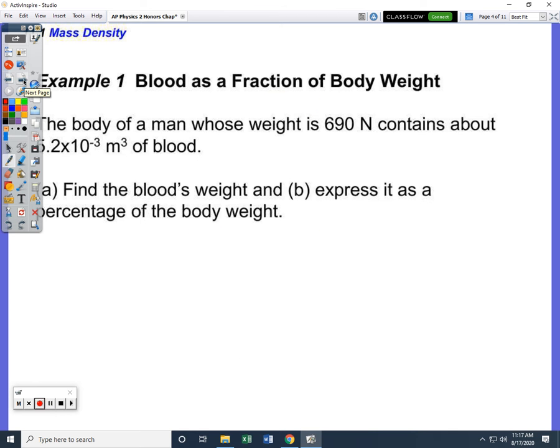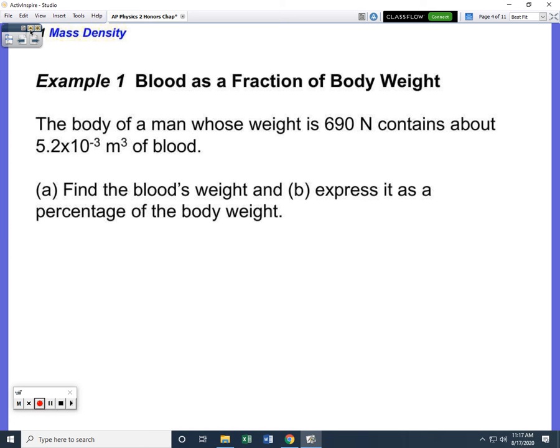So let's take a look at an example. Let's say that you had a person that had a weight of 690 newtons, and they contain 5.2 times 10 to the negative 3 cubic meters of blood. You're going to find that a cubic meter is pretty big, so most of your numbers are going to be small. We're going to find the blood's weight and then express it as a percentage of the body weight.